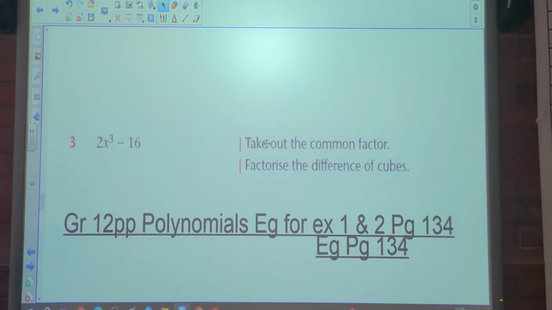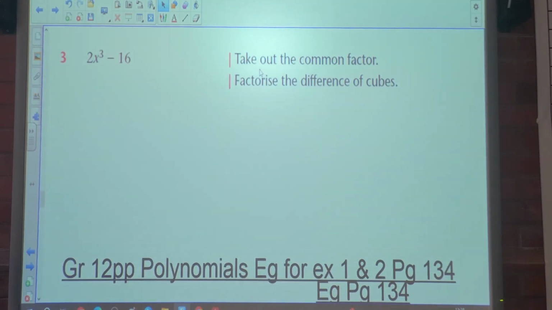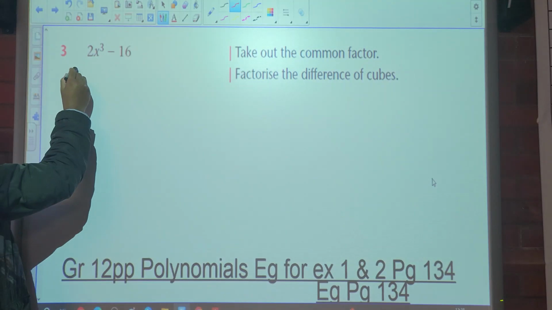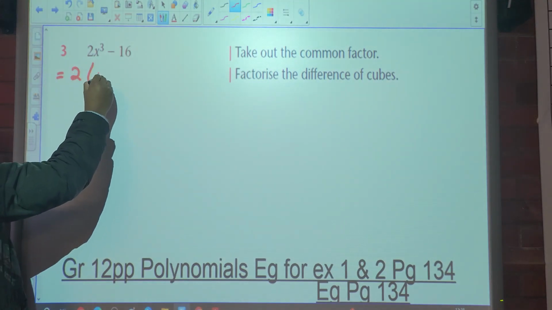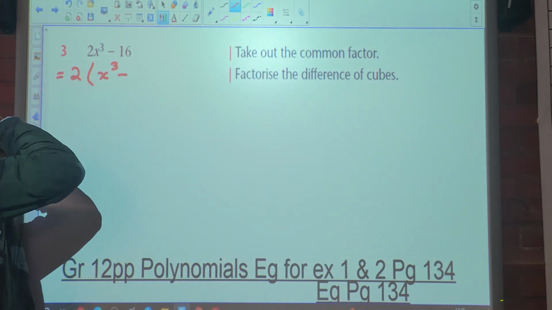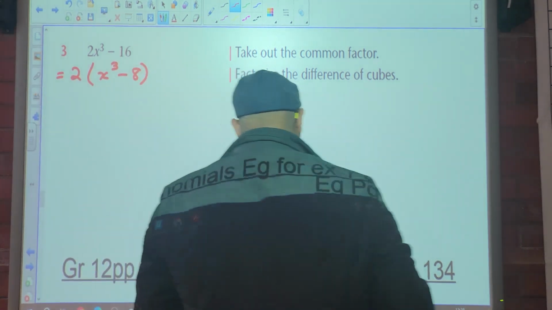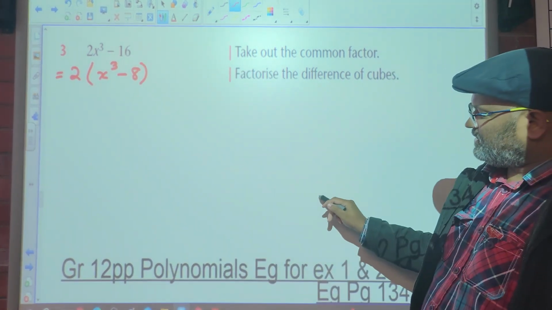Number 3. We've got 2x cubed minus 16. So what do we notice here? A common factor. And what's the common factor? 2. What are we left with? X cubed minus 8. And that's the sum or difference of cubes. Okay, just a refresher here.